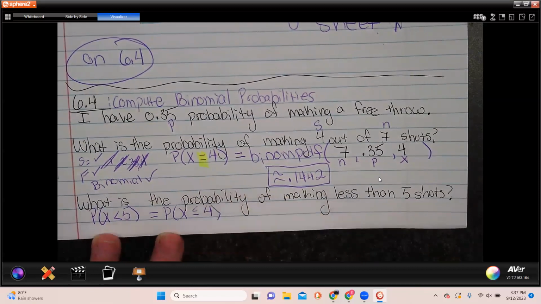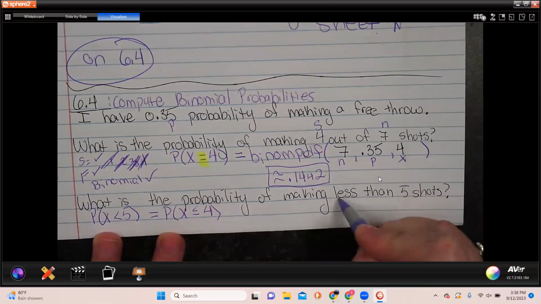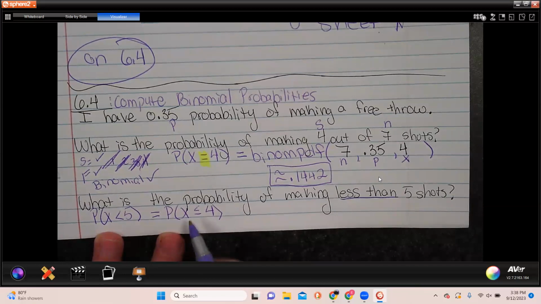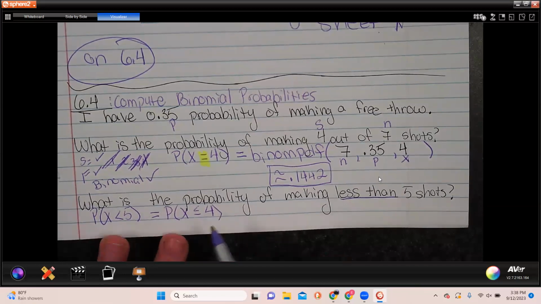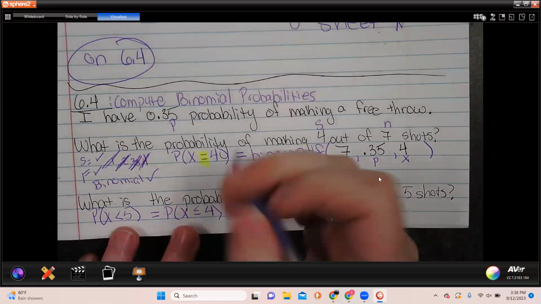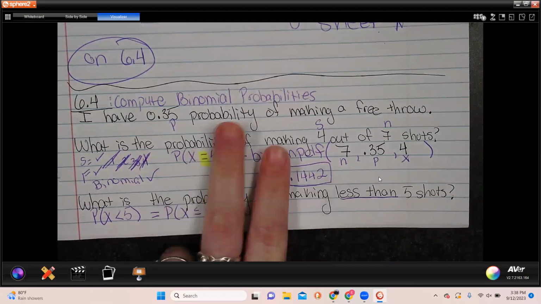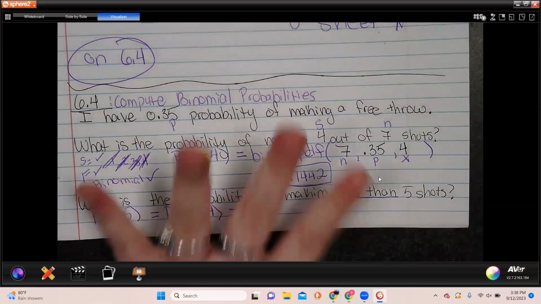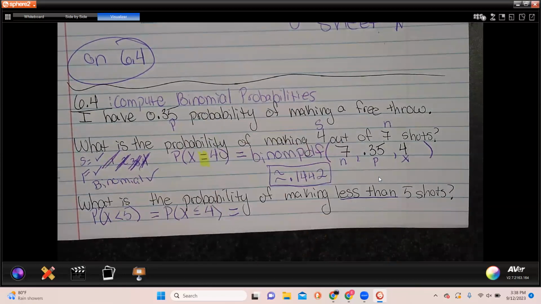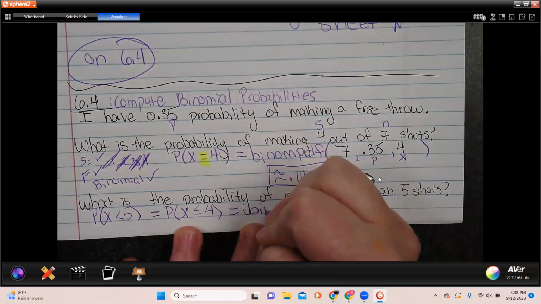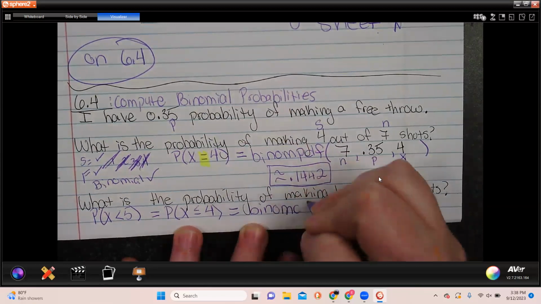4 or fewer shots, right? I can't get 4.5 shots. That doesn't work. It says less than. So probability of X is less than or equal to 4. So I get at most 4 shots. So this one, because it's the probability of getting 1 shot, probability of getting 2 shots, probability of getting 3 shots, and the probability of getting 4 shots, this is going to be a cumulative binomial distribution. So I'm going to say the binom CDF.